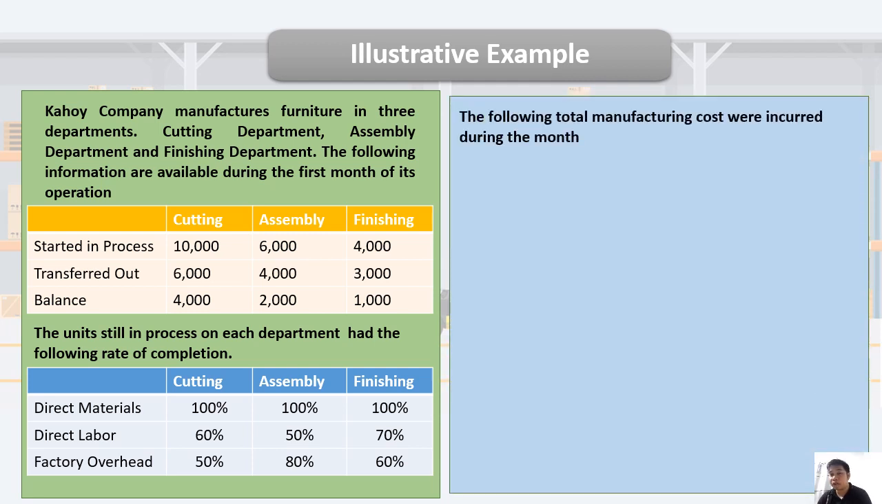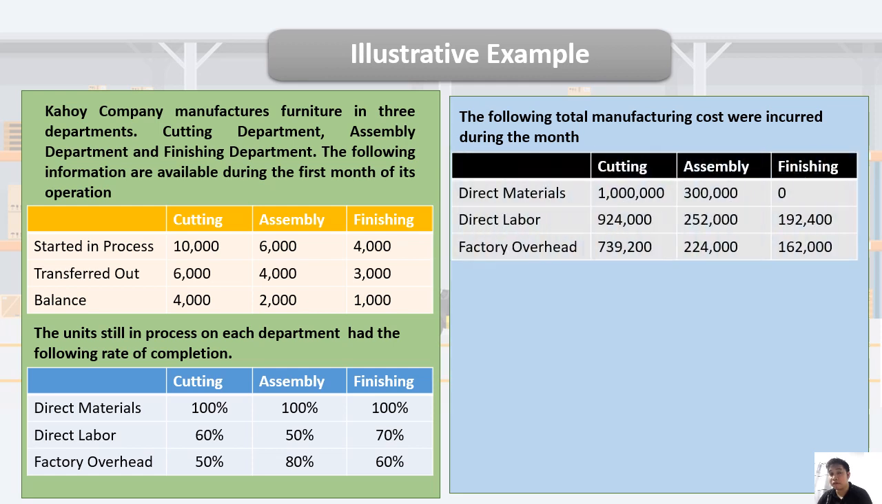Furthermore, the following total manufacturing costs were incurred during the month. For the cutting department, we have direct materials of 1 million pesos, direct labor of 924,000 pesos, and factory overhead of 739,200. For the assembly department, our direct materials is 300,000 pesos, direct labor is 252,000 pesos, and factory overhead is 224,000 pesos.